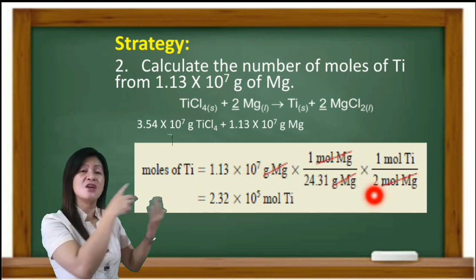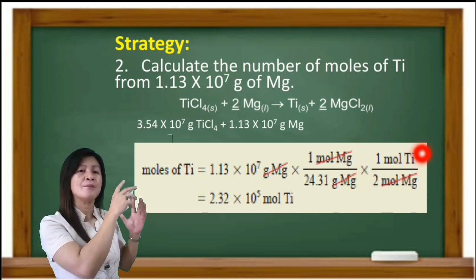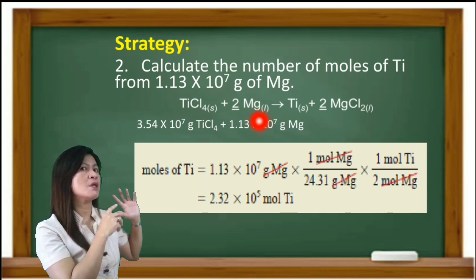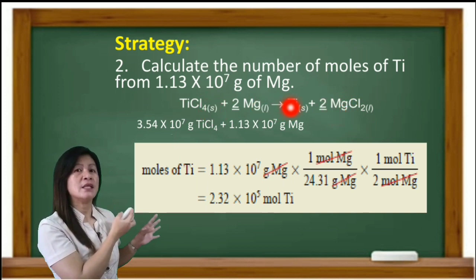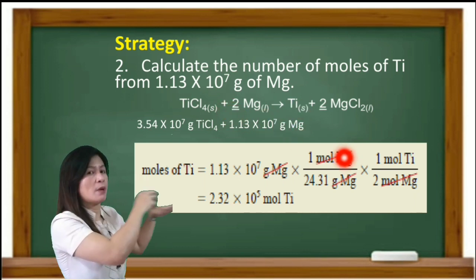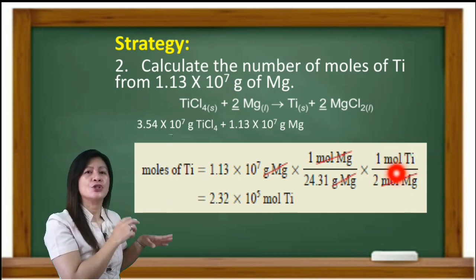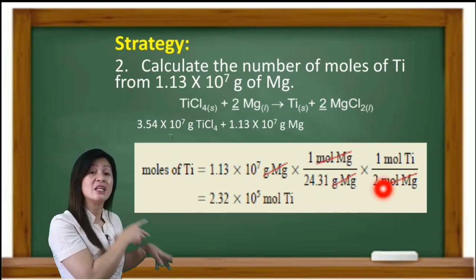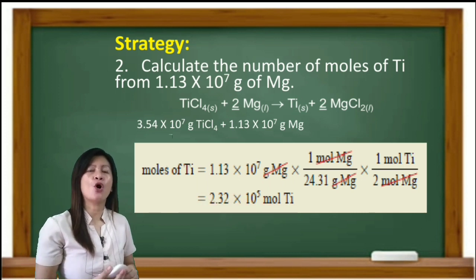Let's multiply again by another conversion factor, this time the mole relationship between our product titanium and the reactant magnesium. From the balanced equation here, you will see the ratio is 1 mole titanium to 2 moles of magnesium. So we cancel moles of magnesium to get the final answer: 1.13 times 10 raised to 7 divided by 24.31 divided by 2 equals 2.32 times 10 raised to 5 moles of titanium.